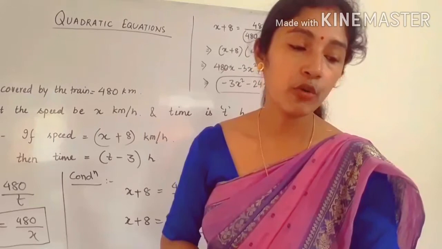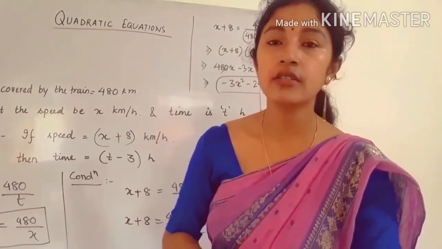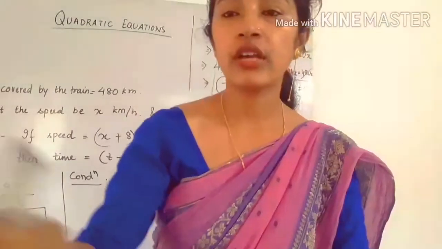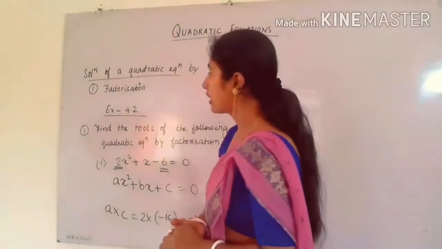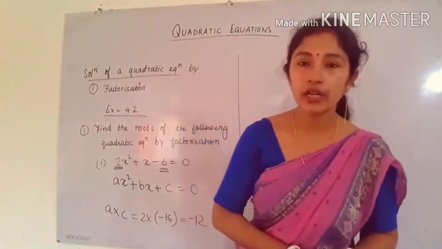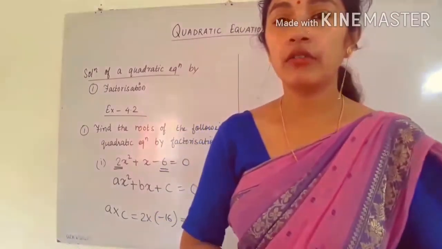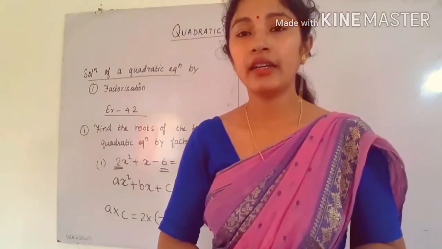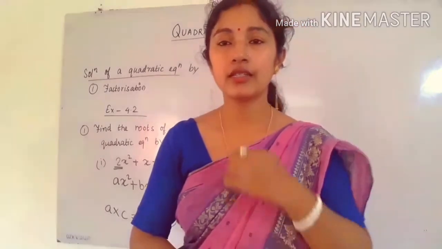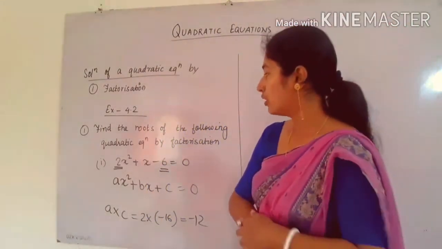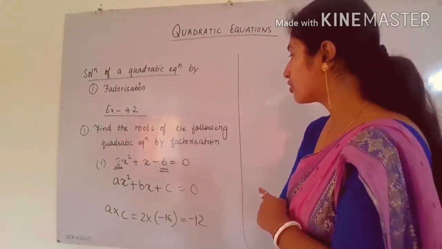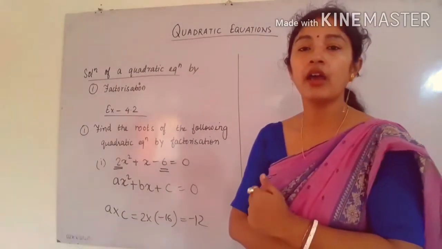So for the solution of a quadratic equation, the first method is factorization. In factorization we can do middle term splitting, or we can also apply identities which we studied in class 9, 8. Okay. So here come to exercise 4.2. The first question is: find the roots of the following quadratic equation by factorization.